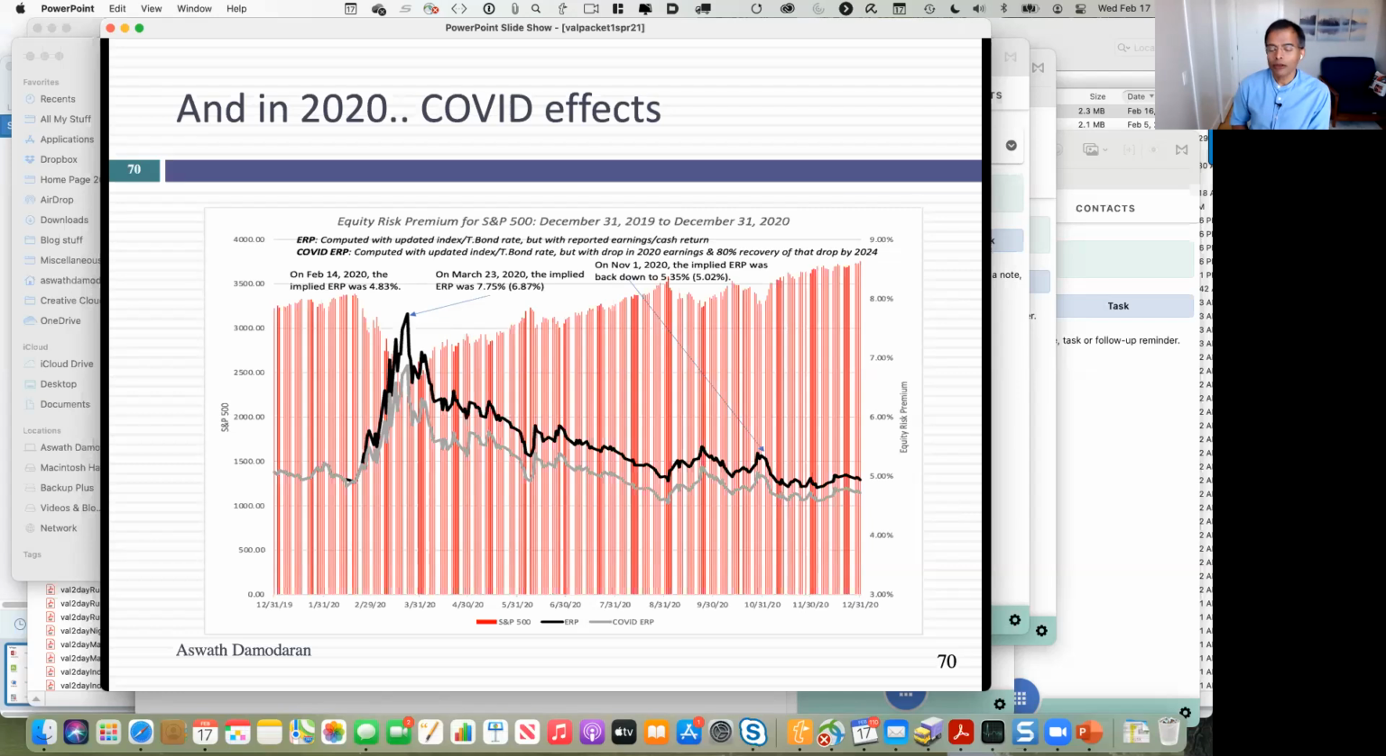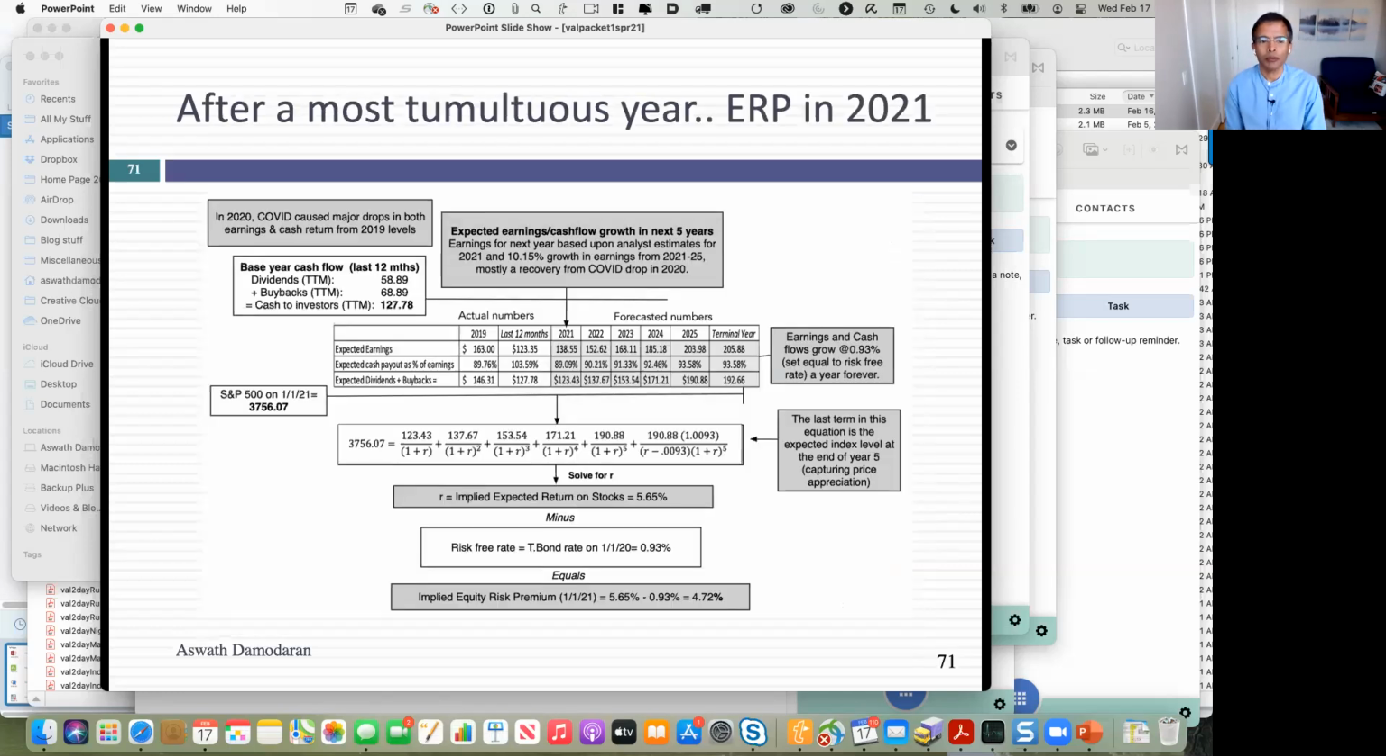So if you look at the 2021 equity risk premium, you have a much higher level of the index, 3,756. So this isn't 2008 and 9 where the market collapsed. Here the market actually went up. Earnings and cash flows were much lower for 2020 and 2021. Why? Because you have the economy being shut down, and I factored that in.